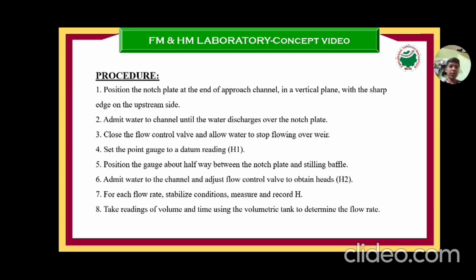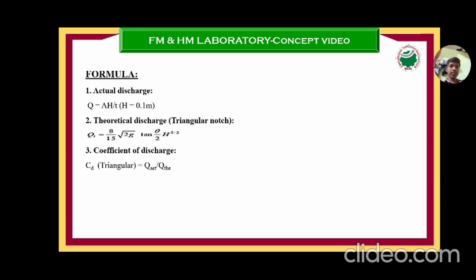Admit water to the channel and adjust the flow control valve to obtain heads. For each flow rate, stabilize conditions, measure and record H. Take readings of volume and time using the volumetric tank to determine the flow rate. Formula: actual discharge Q equal to AH by T. Theoretical discharge QT equal to 8 by 15 under root of 2g tan theta by 2 H to the power 5 by 2. Coefficient of discharge is actual discharge by theoretical discharge.